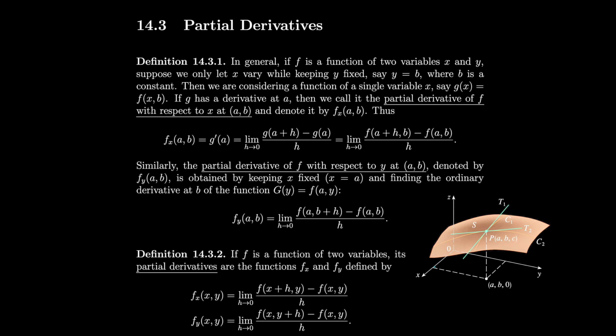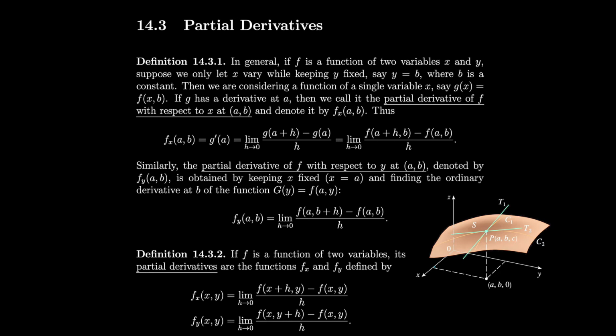So in general, if f is a function of 2 variables, x and y, and we let x vary while keeping y fixed, so we set y equal to constant b, then we suddenly have a single variable x. We have a function of a single variable because y is suddenly constant. So we could take the derivative the same way that we did in single variable calculus, as the limit of this single variable function g, g of a plus h minus g of a over h as h tends to 0. So that's the same thing as just putting in f of a plus h comma b for that constant that we put for y.